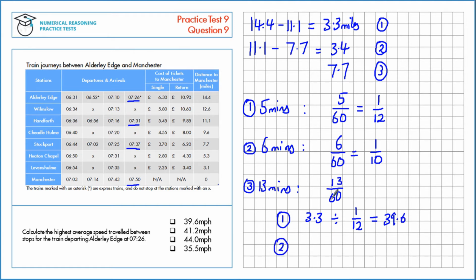Similarly, for the second part, 3.4 miles divided by 1/10 is 34 miles per hour. And for the third part, we have 7.7 divided by 13 over 60, which is 35.5 miles per hour. The highest one of these is 39.6 miles per hour.